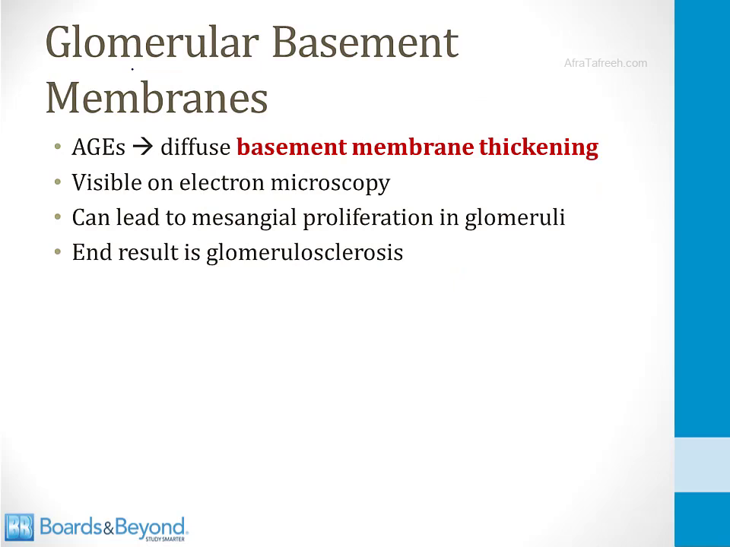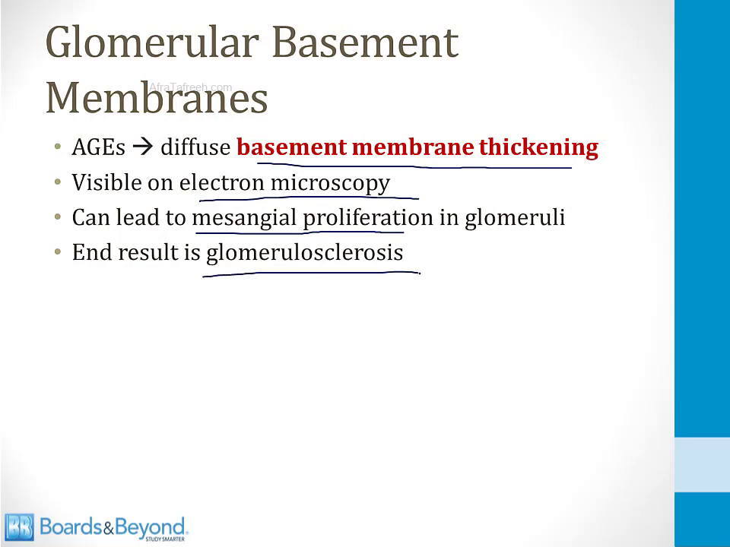Advanced glycosylation end products can also affect the basement membranes of the kidneys. They can lead to diffuse basement membrane thickening. This can be seen on electron microscopy of the glomeruli of patients with diabetes. This can lead to proliferation of the mesangium. The mesangium are the cells in the matrix that surround the glomerular capillaries. And if they begin to proliferate and the matrix increases in size, you will get sclerosis of the glomeruli, which is called glomerulosclerosis, and that's what can happen in diabetes.